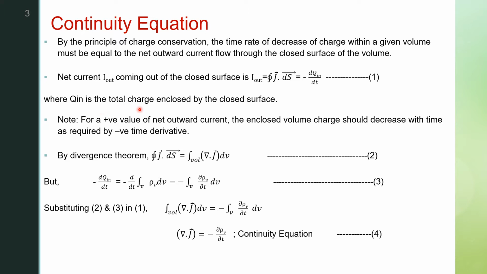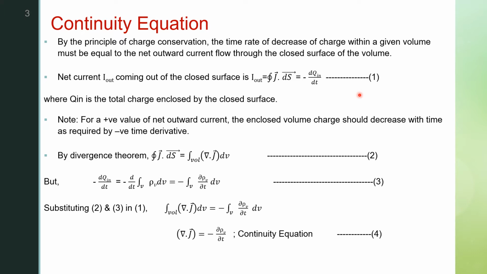And for a positive value of net outward current, the enclosed charge volume should decrease with time as required by the negative time derivative. Now let's look at the first equation. I out is equal to closed integral J dot dS, that's equal to minus d by dt of enclosed charge.